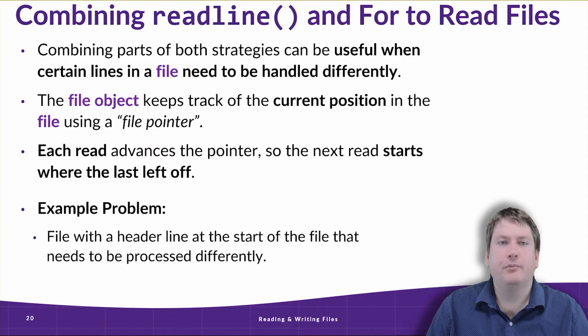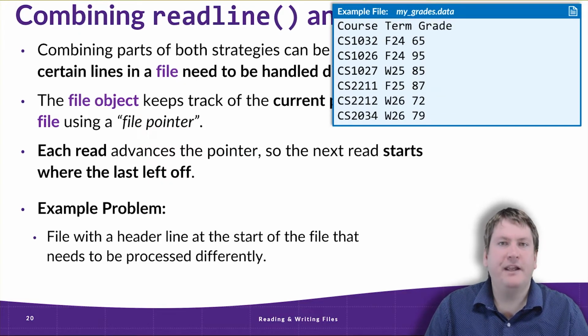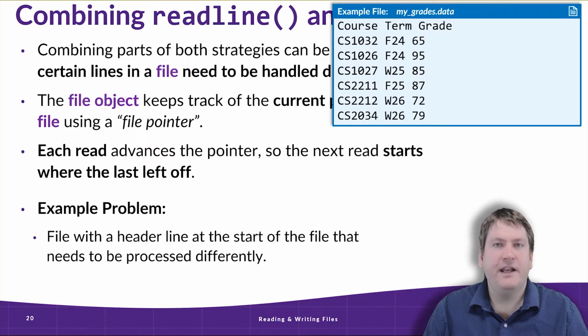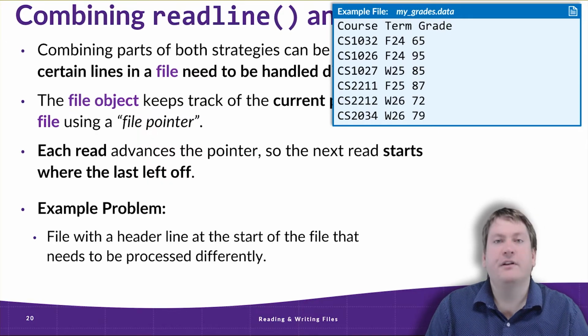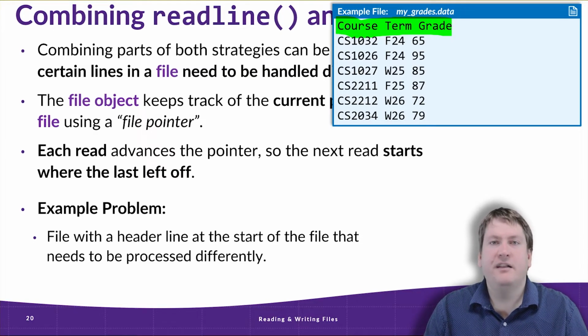Let's take a look at an example problem. Let's say we had some more complex data like this. This is mygrades.data, and the idea here is this is a file that's going to store the grades you've obtained in all your different computer science courses. It's formatted such that there is a header line, the first line of the file, and it's always going to have the text course, a space character, term, a space character, and grade. The remaining lines are going to be the different courses you've taken and the different grades you've obtained in them. This is always going to be the course code, a space character, term code, a space character, and the grade as an integer value that you obtained in that course.